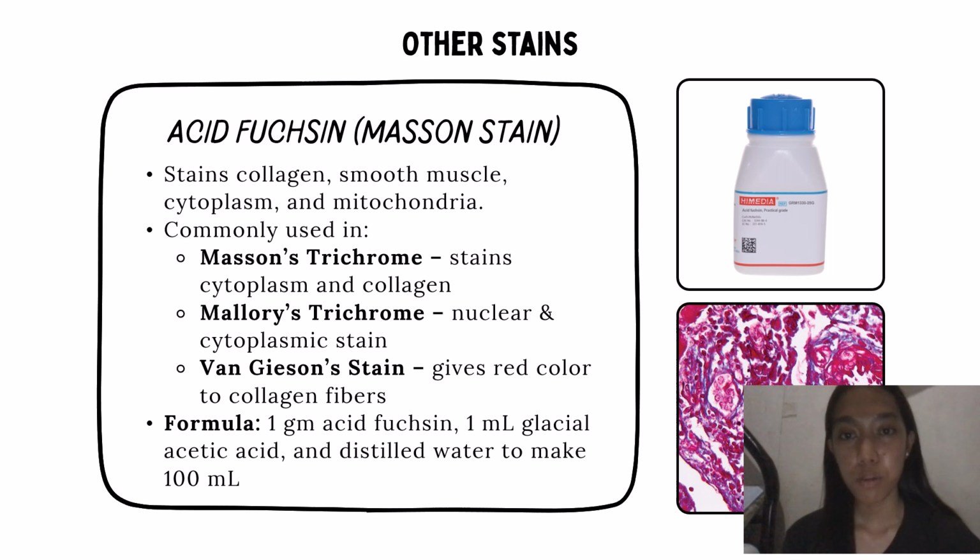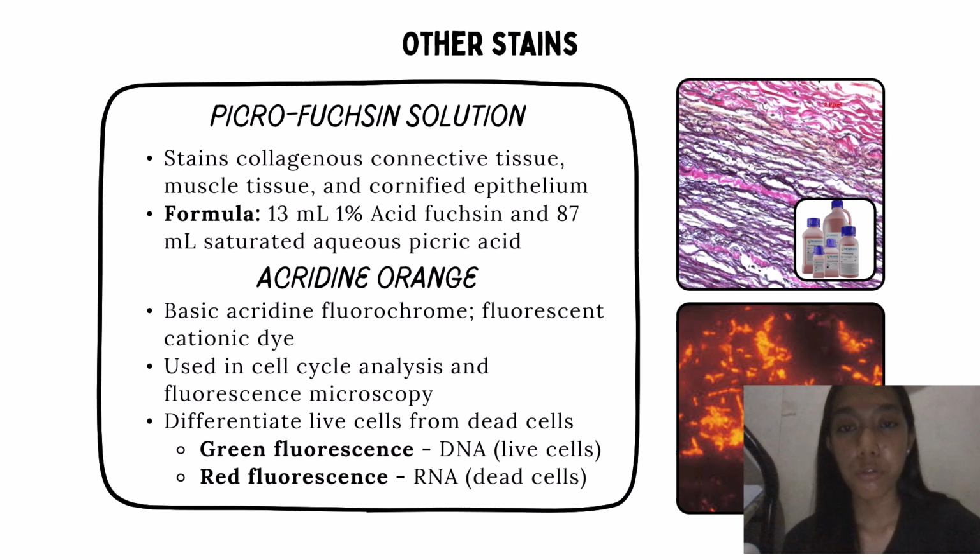Second is acid fuchsin in Masson's stain. Acid fuchsin in Masson's trichrome stain is utilized to stain a variety of tissue structures including collagen, smooth muscle, cytoplasm, and mitochondria. It is a key stain in protocols like Masson's and Mallory's trichrome, and also in Van Gieson's, where it gives a red color to collagen fibers. The formula consists of 1 gram of acid fuchsin, 1 ml of glacial acetic acid, and distilled water to make 100 ml. Third is the picrofuchsin solution.